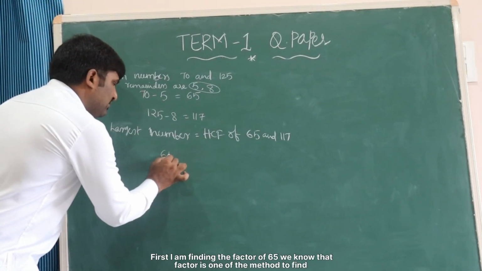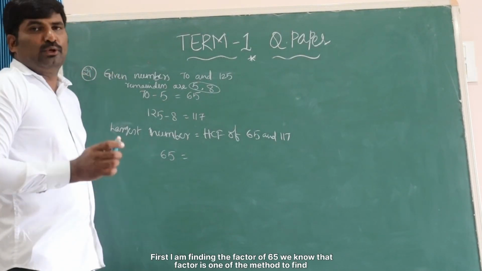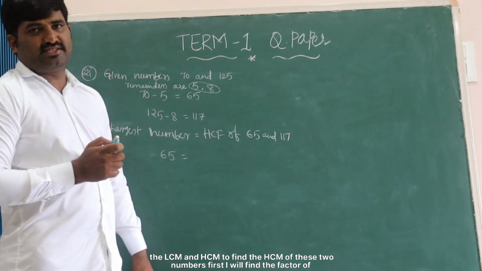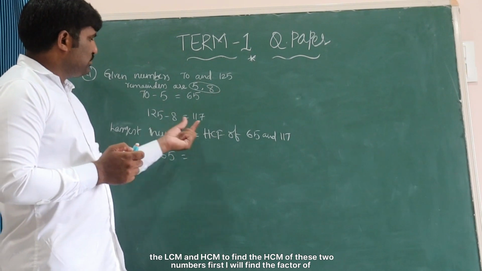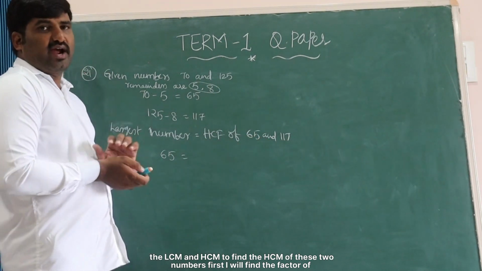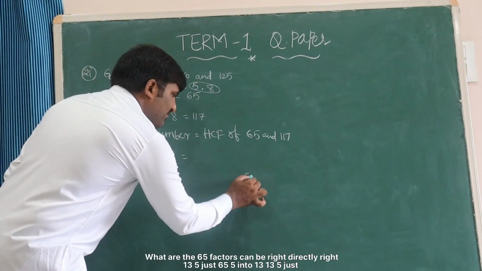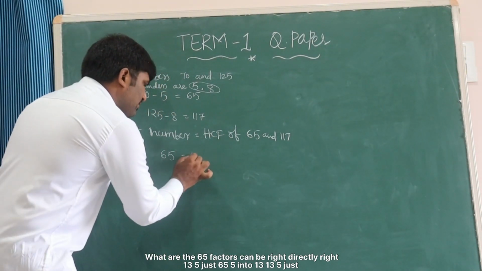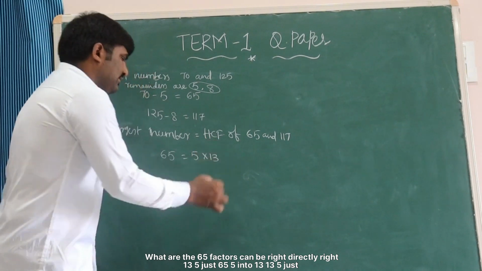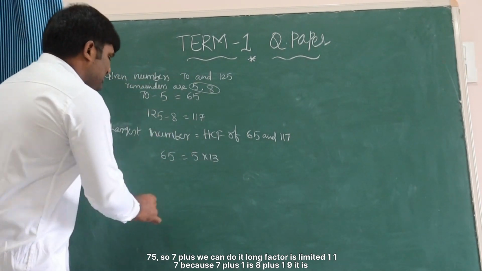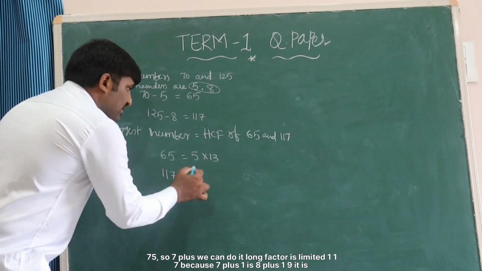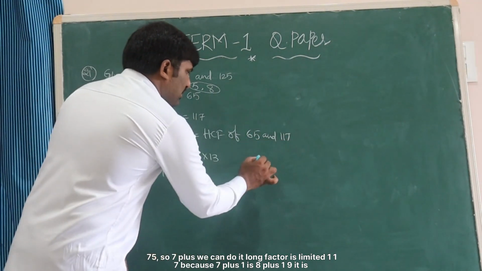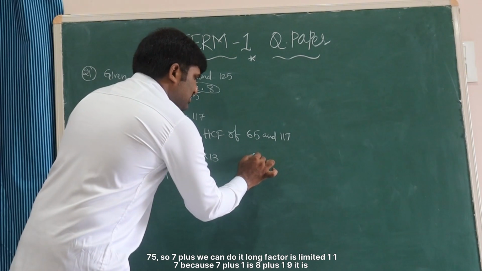First I am finding the factors of 65. We know that the factorization method is one of the methods to find the LCM and HCF. What are the factors of 65? We can write directly: 13 fives are 65, so 5 into 13. Now take 117, which we can do by the long factorization method.